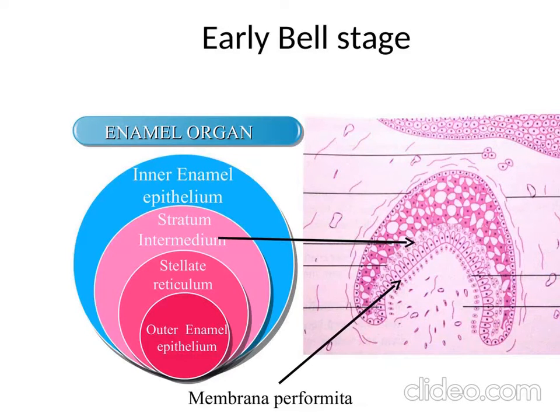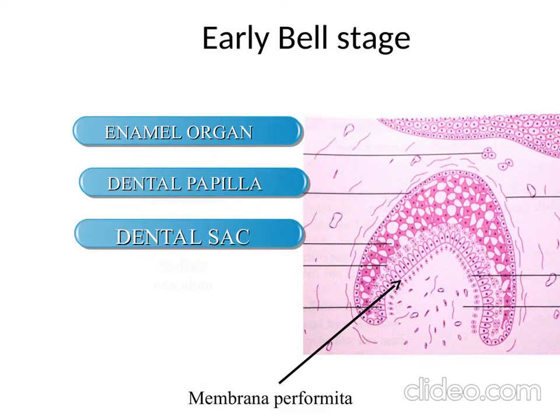Moving on to the next stage, early bell stage. You know why it is called so, because of its bell-like appearance. So here the enamel organ will have an additional component called stratum intermedium, which is a flat-shaped cell present in between the stellate reticulum cells and the inner enamel epithelial cells. So here the bell stage will have an enamel organ with its components, the dental papilla and the dental sac.